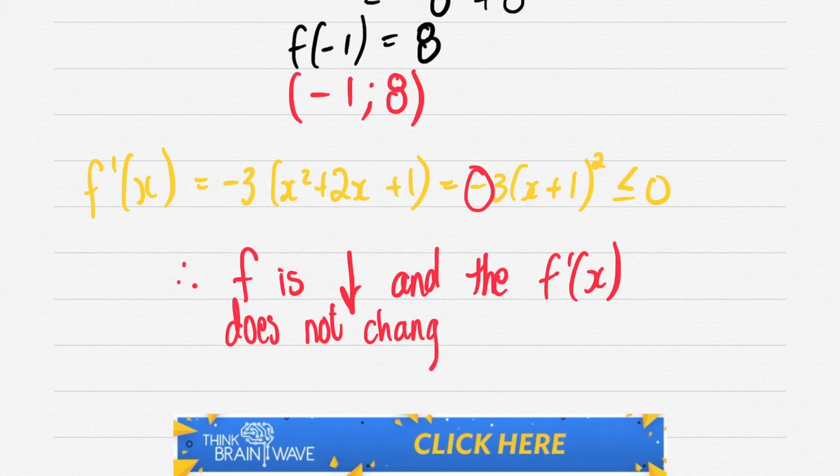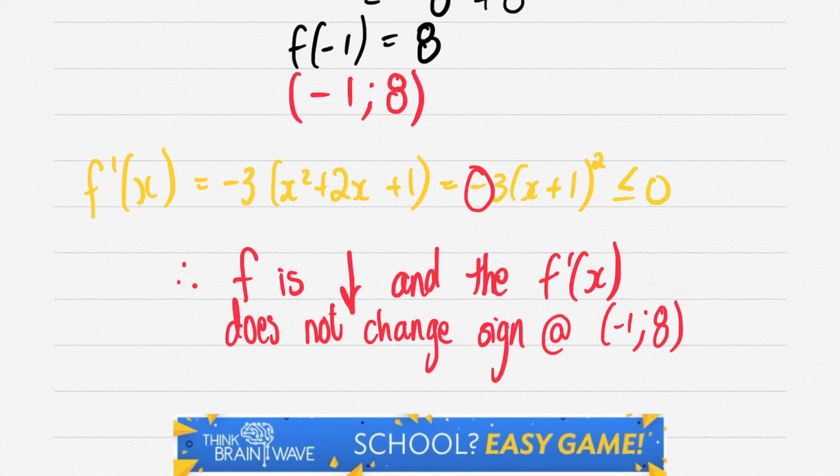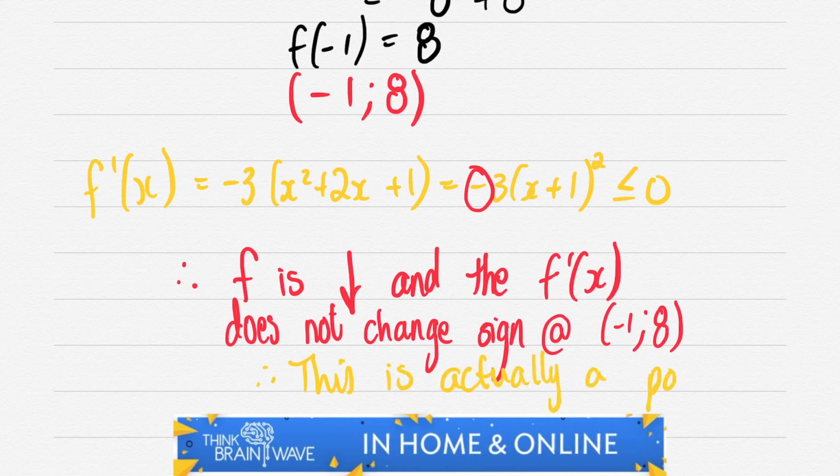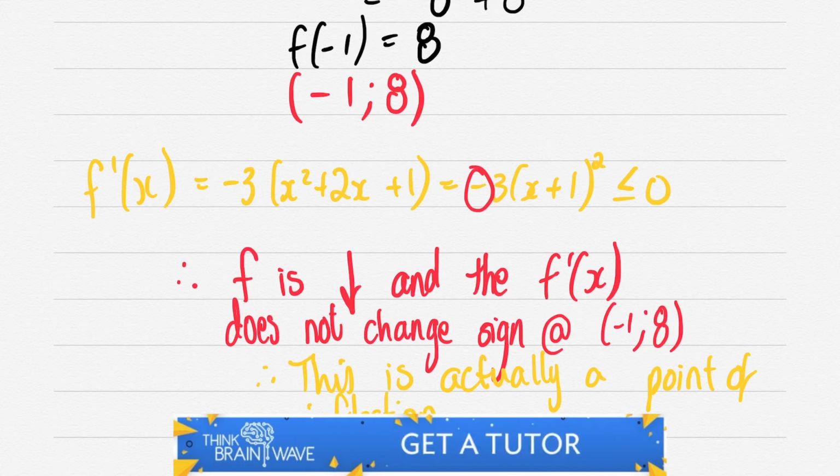Right, so the function is negative and the derivative does not change sign at minus 1 and 8. So this isn't actually a point of inflection. So there we go, a little bit of a trick.